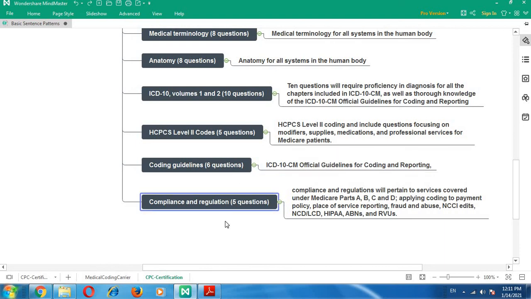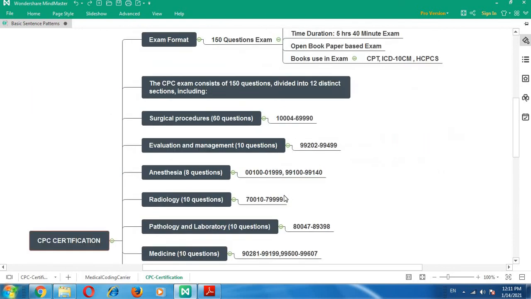And the last section in the CPC exam is compliance and regulation. In this section, questions are asked based on the plan types of insurance, Medicare plan, Medicaid plan, and guidelines, for example, NCCI edit guideline, local coverage determination, HIPAA policy document, ABN form, relative value units. All the compliance and regulatory kinds of questions are asked under this section, and the total allotted is 5 questions. So if we check all these 12 modules, the major questions are based on the surgical section, surgical procedure.